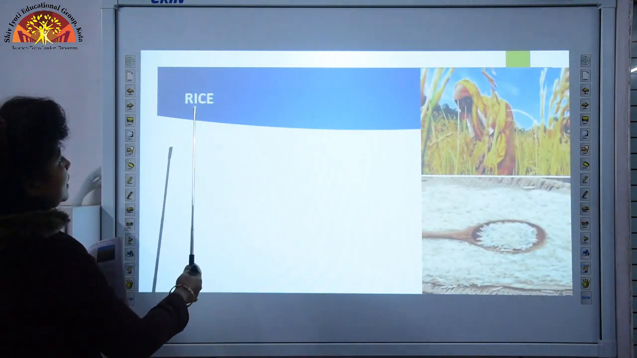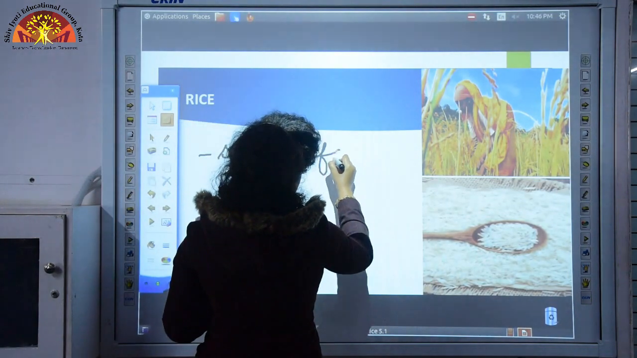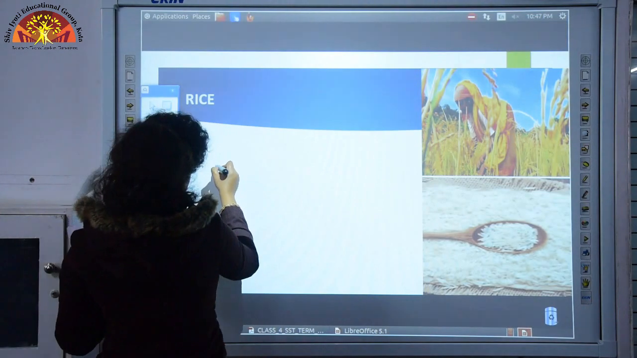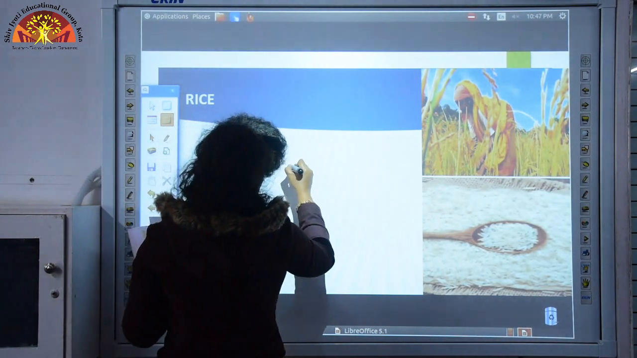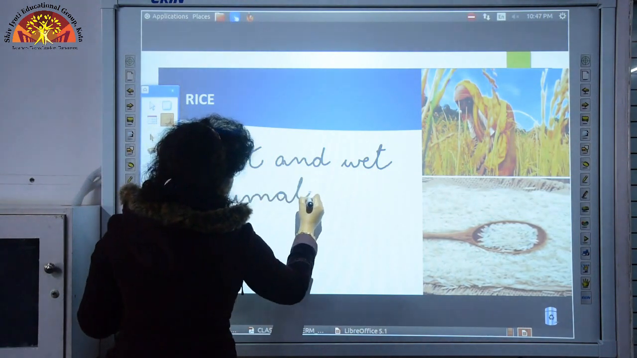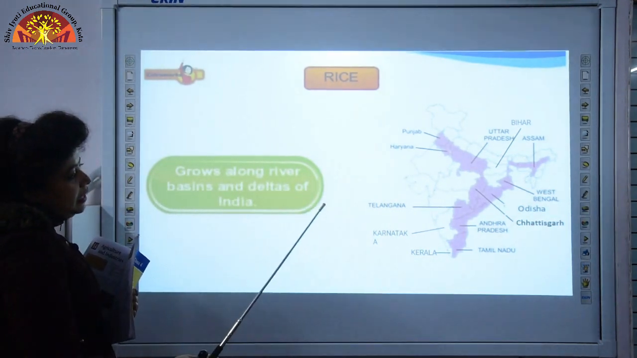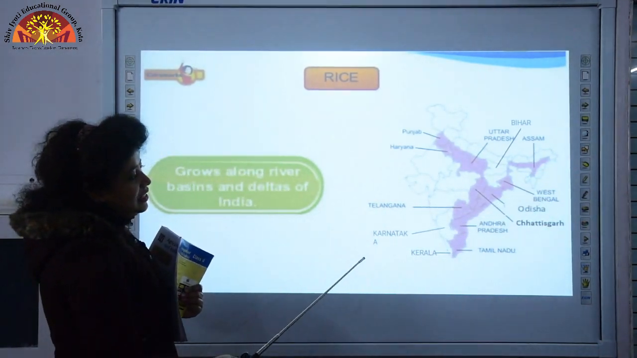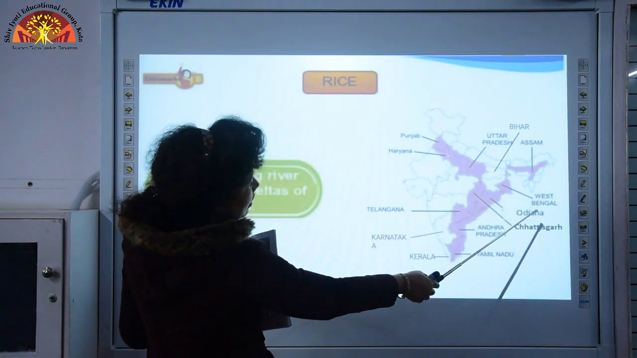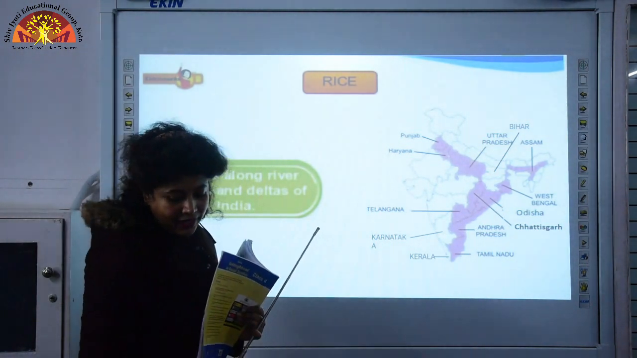Our first major crop is rice. Rice is the staple food of southern and eastern India, and rice grows best in a hot and wet climate. It also grows along river basins and deltas of India. West Bengal is the largest producer of rice in India, and rice is also grown in Punjab, Haryana, Uttar Pradesh, Bihar, Assam, Odisha, Chhattisgarh, Andhra Pradesh, Tamil Nadu, Kerala, Karnataka and Telangana.